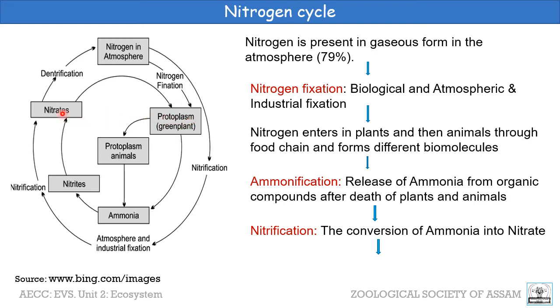And also this nitrate is converted to atmospheric nitrogen by a process called denitrification, for which some specific bacteria are necessary. Such bacteria are called denitrifying bacteria. During denitrification, this nitrate is converted to gaseous nitrogen and released in the atmosphere. So briefly, this is about the nitrogen cycle.